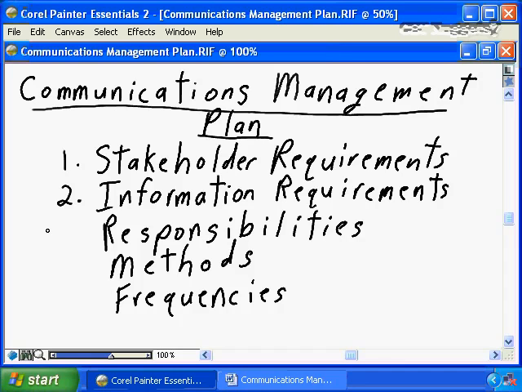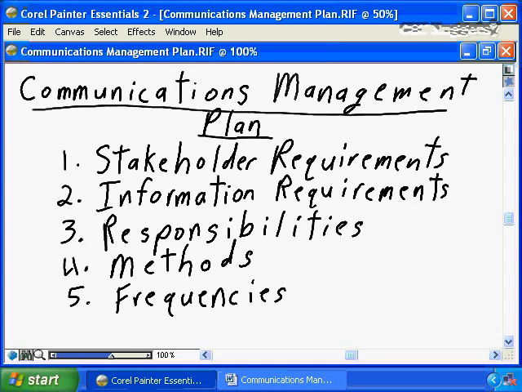The communications management plan is going to identify each and every stakeholder and their specific information requirements. It's going to identify the responsibilities. Who is responsible for producing the weekly status report? When is the weekly status report due? It's going to identify the methods with which the communications is going to happen. Which communications will be formal through written documentation? Which communications methods will be informal through meetings, through phone conversations, through email conversations? And it's going to identify the frequencies of communications.